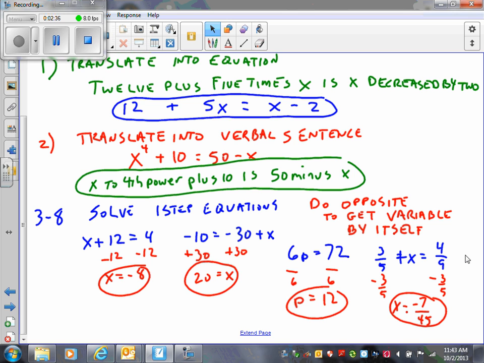Of course, the calculator will do the fractions for you. All you have to worry about is 3/5 is positive, so I have to subtract 3/5 from both sides. And 4/9 minus 3/5 is negative 7/45.